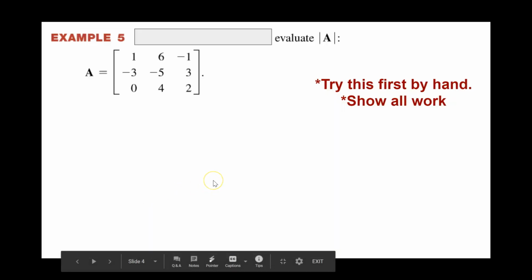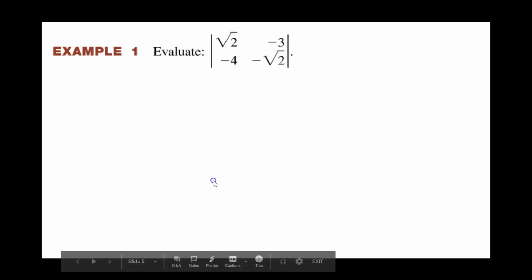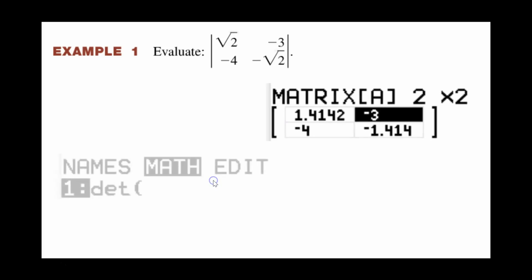So if we want to do this by calculator, here is the determinant sign for the calculator. Let's go to the problem.